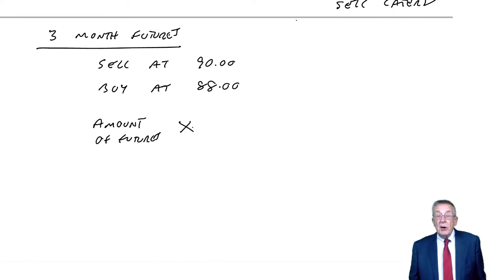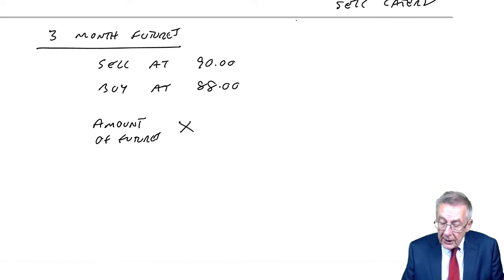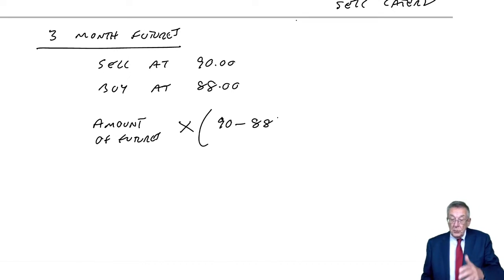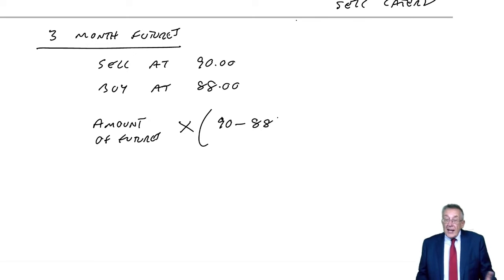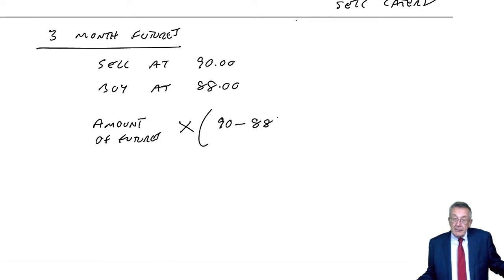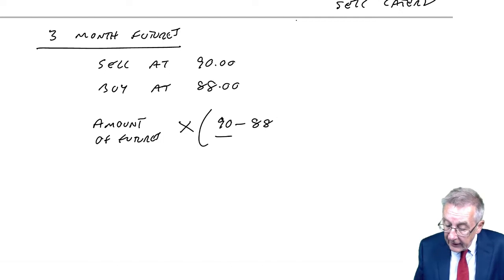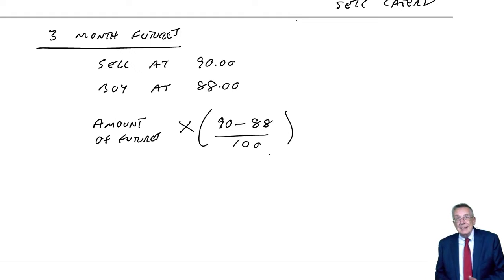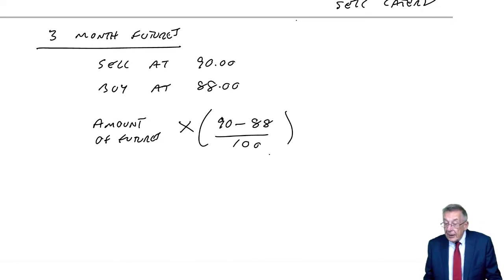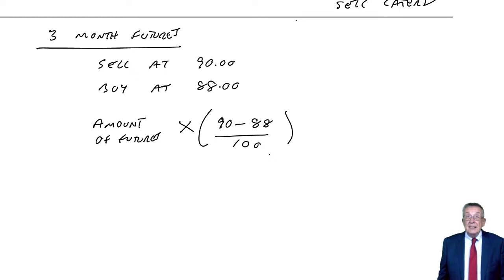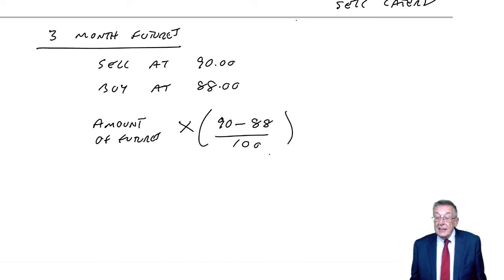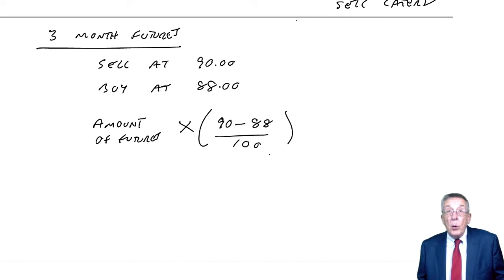But when we calculate the profit, we do look at the difference and say, the profit is 90 minus 88, 2. That's equivalent to 2%. Oh, I made that clear. And so we divide by 100, it'll give us 2% profit. However, because they're 3-month futures, it's always calculated as though it's for 3 months, a quarter of a year.